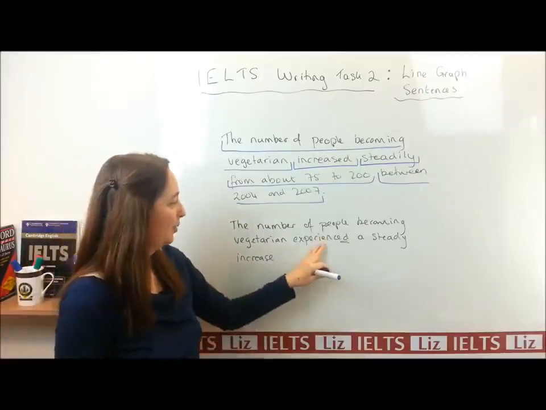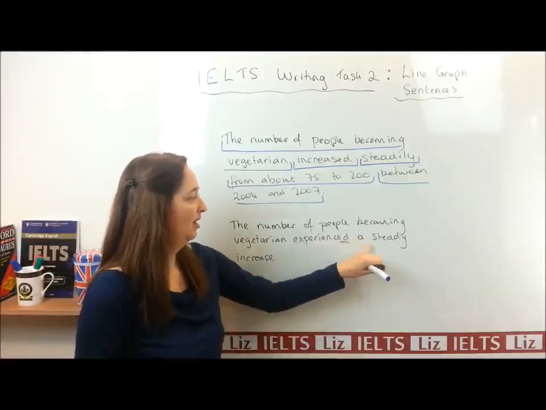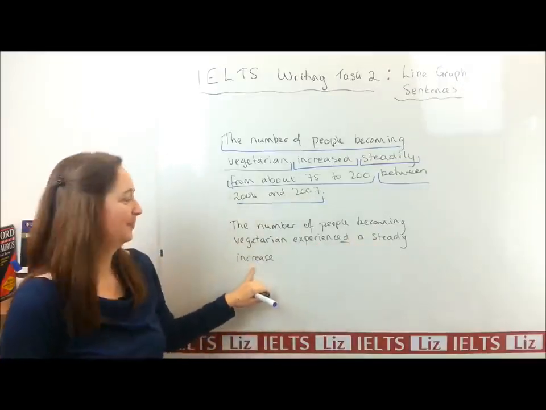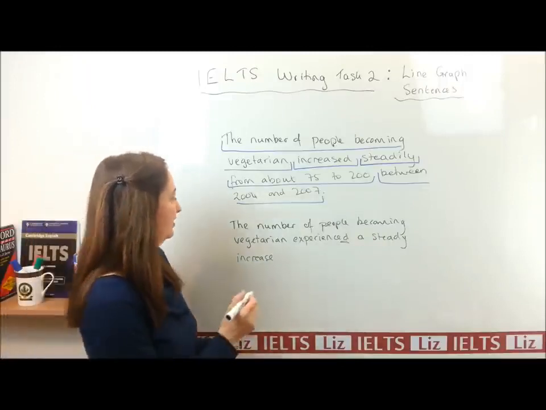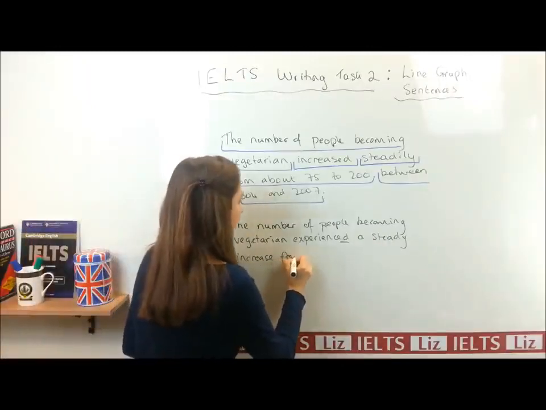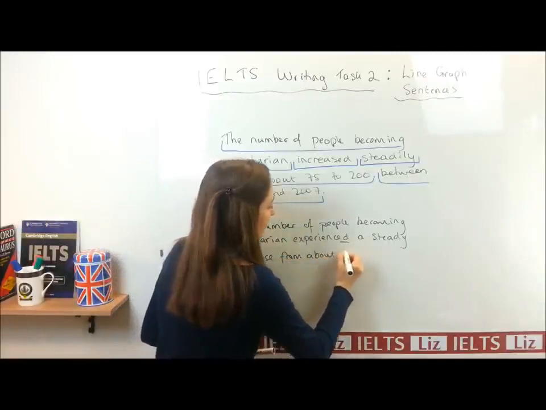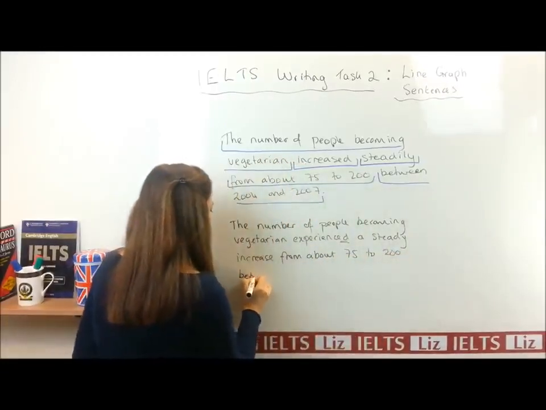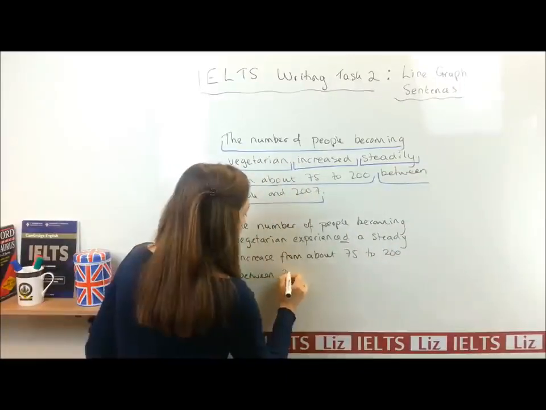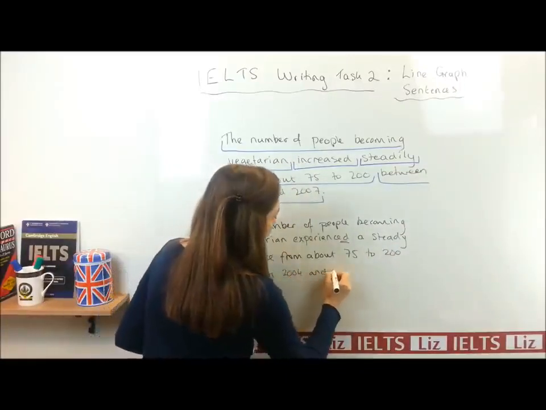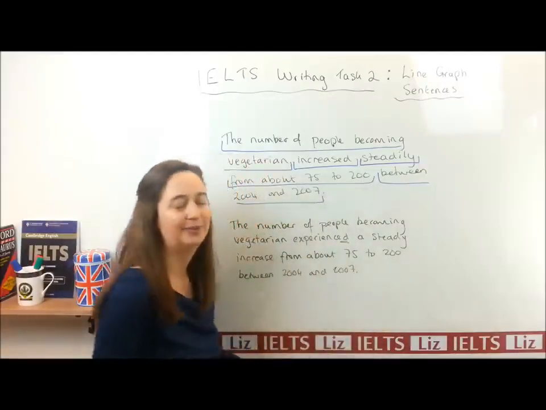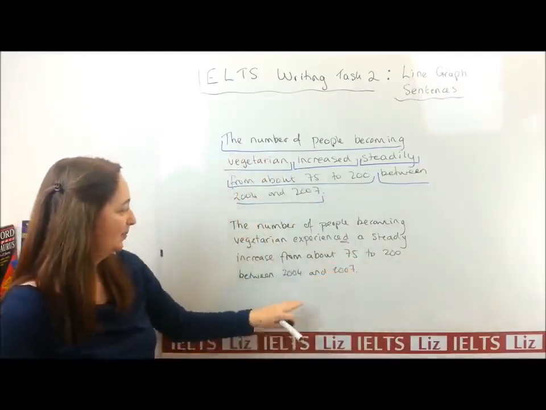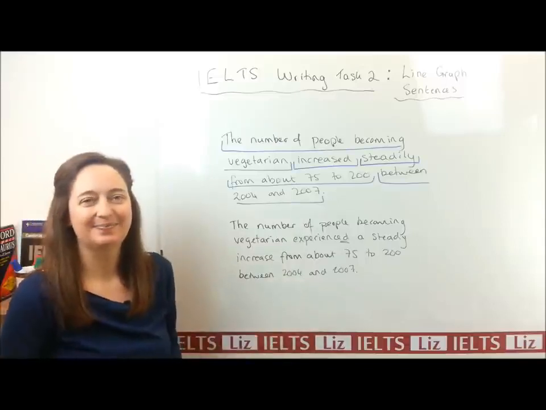And after the verb, we've got the noun. We've got a steady adjective, a steady increase, from about 75 to 200 between 2004 and 2007. So now we've added the numbers and the dates.